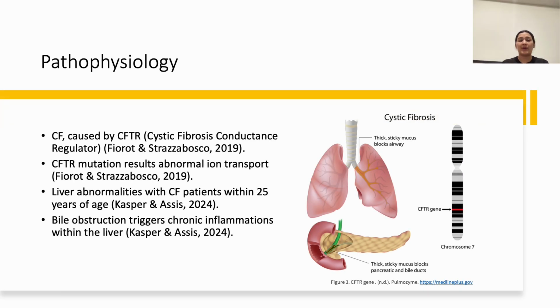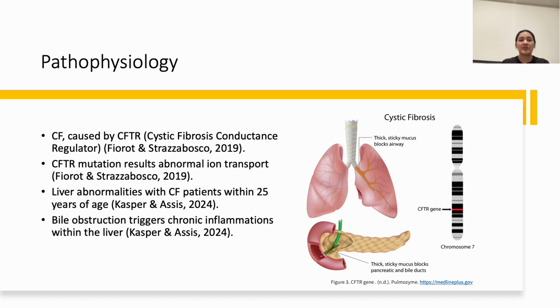Now let's talk about pathophysiology. Cystic fibrosis is caused by the CFTR, which is the cystic fibrosis transmembrane conductance regulator, which encodes a protein of the family of adenosine triphosphate (ATP). This protein functions as a chloride channel in epithelial cells by stabilizing them at the apical membrane. Mutations in the CFTR gene lead to defective chloride channels, resulting in abnormal ion transport across cell membranes.